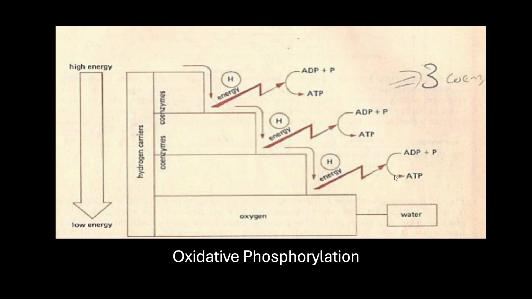We created the ATP, and now it's very low in energy. It can't create even more ATP. It is now released from the hydrogen acceptor, and the final hydrogen acceptor is oxygen.